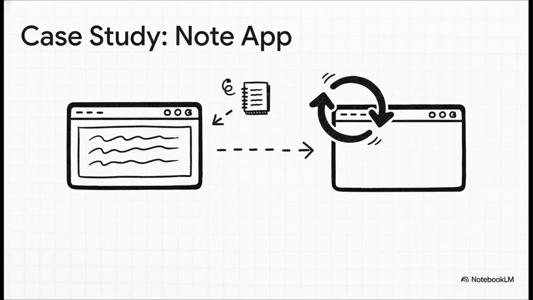Let's make this real with a simple note-taking app. When a user types a note, we can use setItem to save that text into local storage with a key, maybe something like userNote. Then, whenever the page loads or reloads, we just use getItem to check if userNote exists. If it does, we pop that text right back into the box. And just like that, problem solved. No more lost data on refresh.